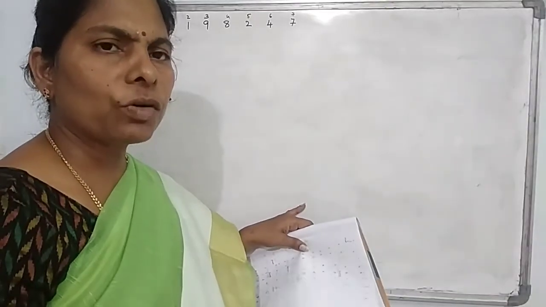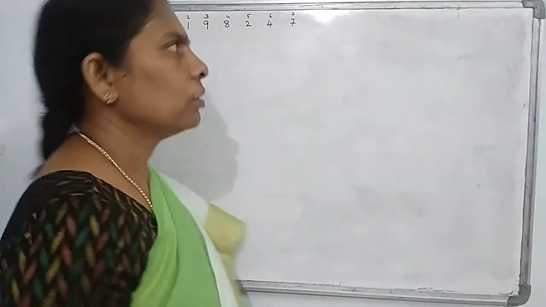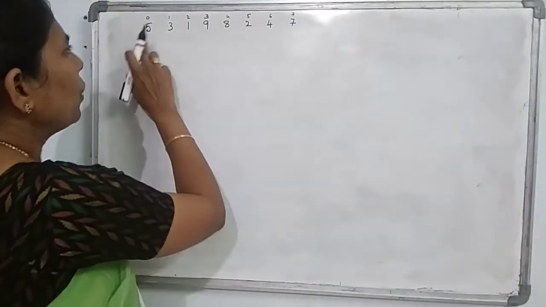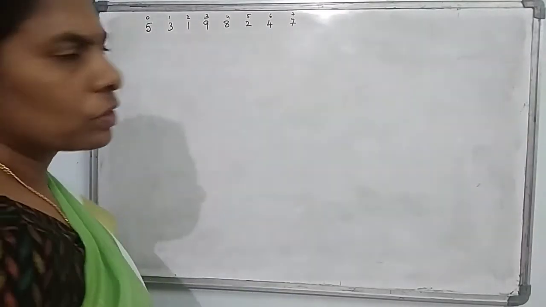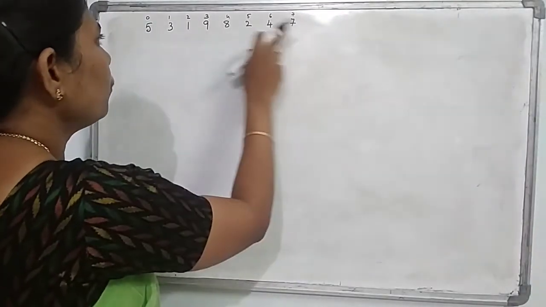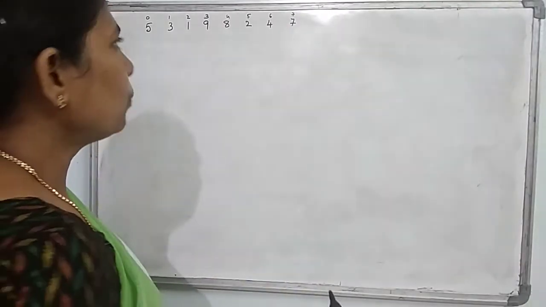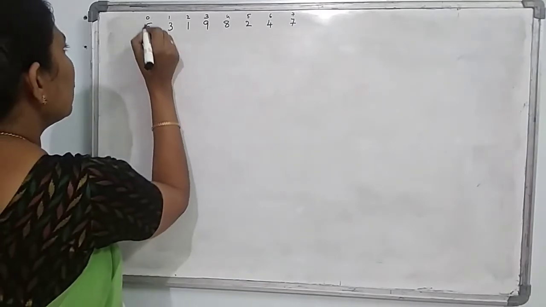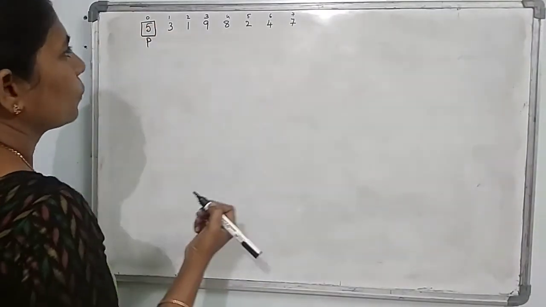Now we will discuss the example of quicksort. In that I am taking the elements 5, 3, 1, 9, 8, 2, 4, 7. So there are 8 elements, indexed 0 to 7. In that we can take the first element as the pivot element. So now I am taking the element 5, it comes under the pivot element.